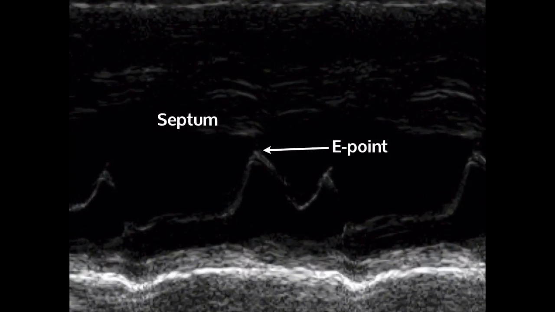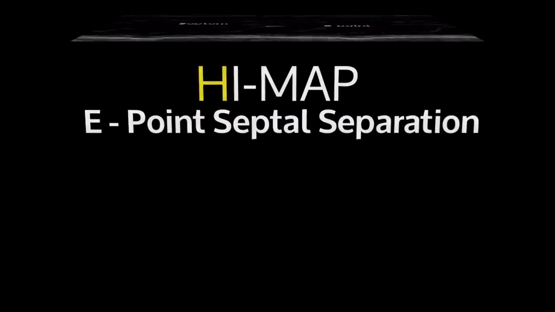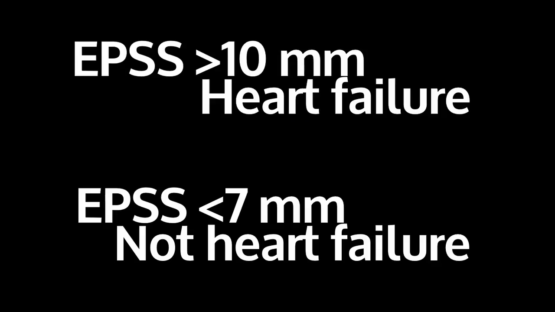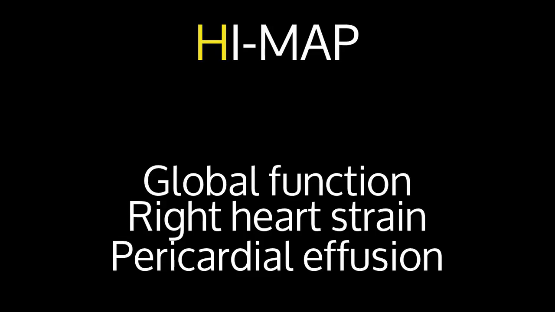If we zoom in, we'll notice that we have the septum up here. We have our E wave and our A wave. What we're looking for is the distance between the septum and the E point right here, and that is called the E point septal separation. If you have an EPSS that's greater than 10 millimeters, it's highly specific for heart failure. If you have an EPSS that's less than 7 millimeters, it's pretty sensitive for ruling out heart failure.